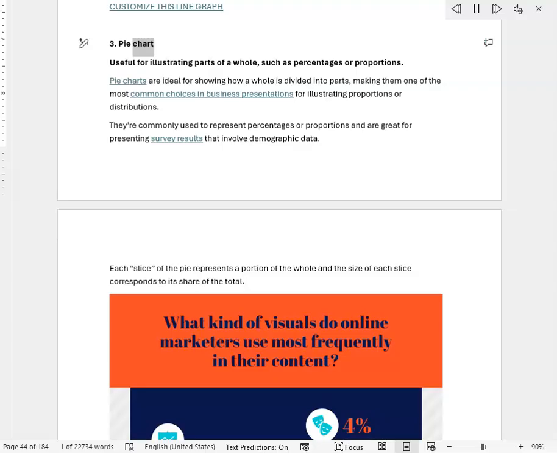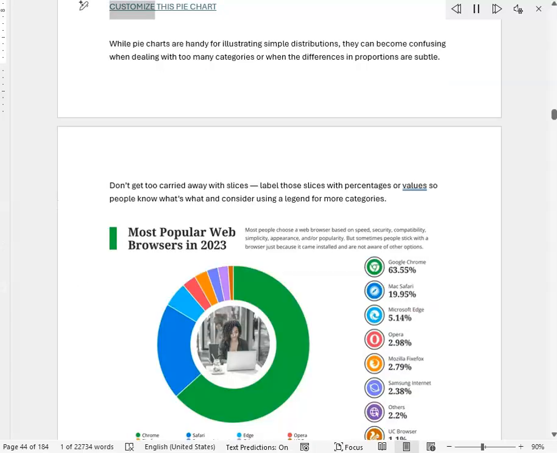3. Pie chart. Useful for illustrating parts of a whole, such as percentages or proportions. Pie charts are ideal for showing how a whole is divided into parts, making them one of the most common choices in business presentations for illustrating proportions or distributions. They're commonly used to represent percentages or proportions and are great for presenting survey results that involve demographic data. Each slice of the pie represents a portion of the whole, and the size of each slice corresponds to its share of the total. Customize this pie chart.